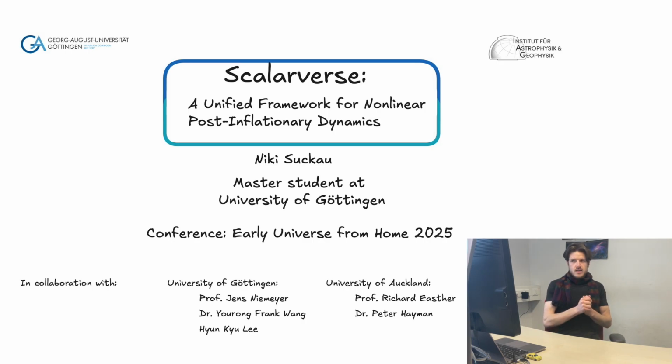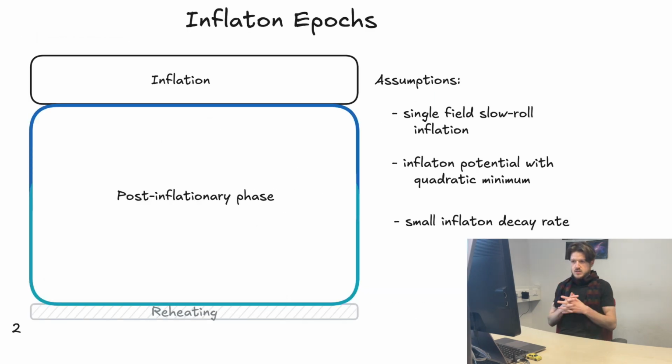So let's talk about where we are, or better, when we are. The whole code is embedded in the post-inflationary phase, which means we have inflation, and at the end of inflation, the code starts, and after inflation, that's reheating. The main assumptions are that we have single-field slow-roll inflation, which is the simplest case, and further we assume that the inflaton potential has a quadratic minimum. This enables structure formation if the post-inflationary phase lasts multiple e-foldings, and to make it last multiple e-foldings, we assume that the inflaton decays at a very small rate.